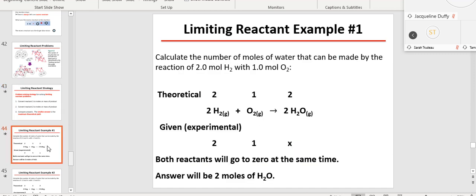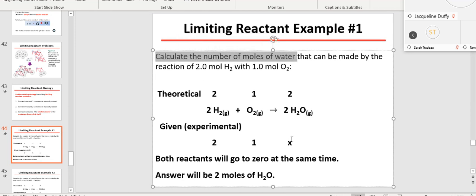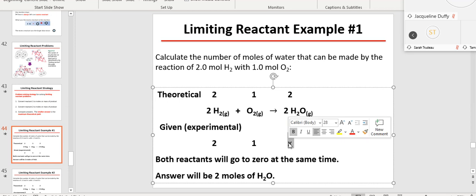Have a look. Now, calculate the number of moles of water that can be made by the reaction of 2 moles of hydrogen and 1 mole of oxygen. So, set it up the same way. There's your chemical reaction. There is your molar ratio, 2:1:2. But wait a second. He's asking for one bit of information. Calculate the number of moles of water. So there's my X. Everything's the same so far.